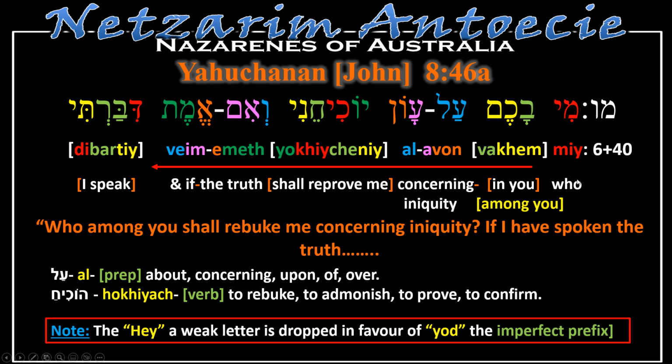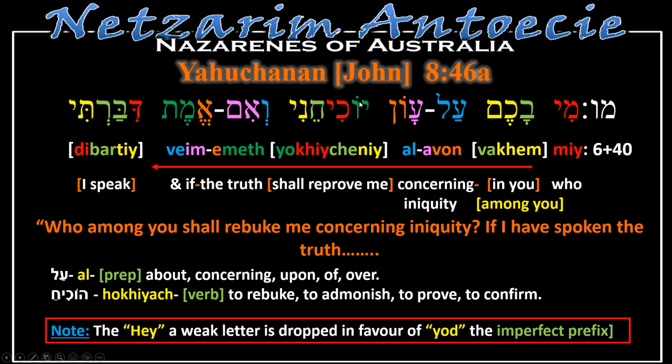Me, which can mean who. Vakem, which is literally in you or among you. Al, meaning regarding, concerning. If we look in here, al has a few different meanings. It's a prep, about, concerning, upon, of, over, on. And then it's concerning, avon. Now this is one of these strange times where we actually say the vav. Often when there's a vowel above it, we don't. But in this case, we say avon. Concerning iniquity, because avon means iniquity.